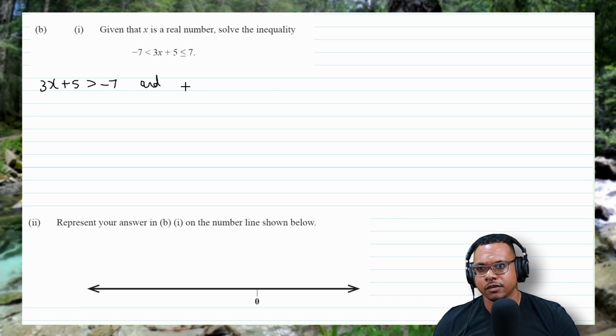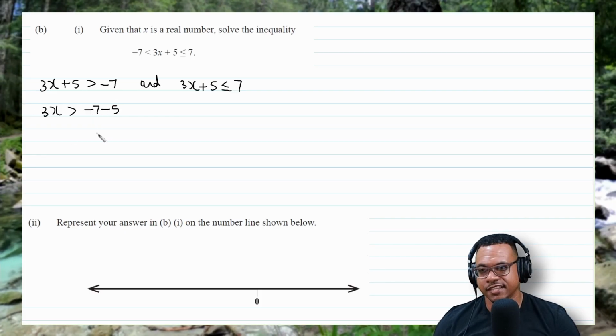And we have 3x plus 5 is less than or equal to 7. So these are two separate inequalities that I'm going to solve. So standard thing, we're going to bring the positive 5 across the inequality sign. It will turn from positive to negative. So we're going to have 3x is greater than negative 7, take away 5.